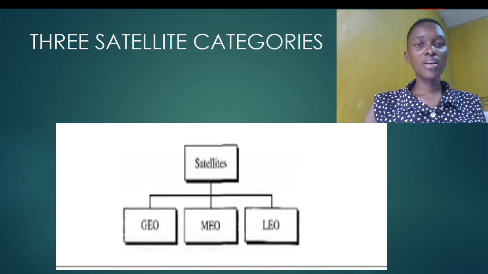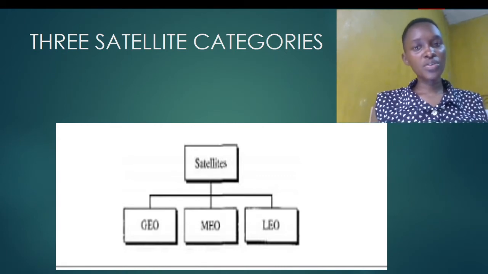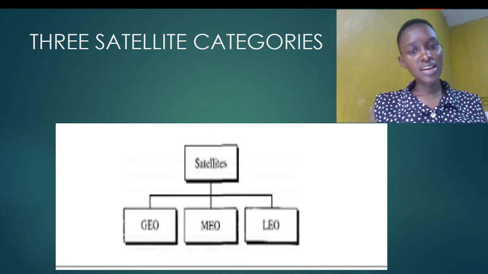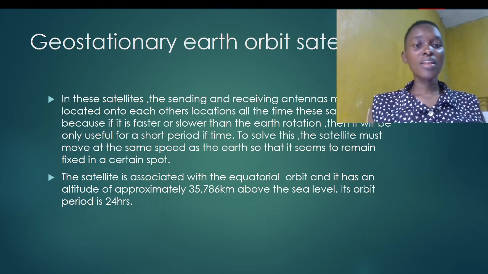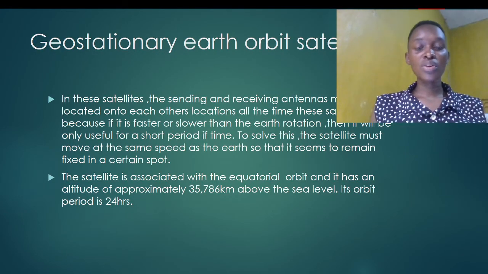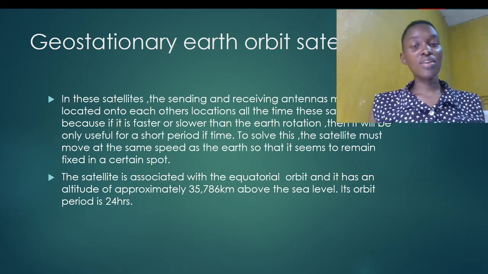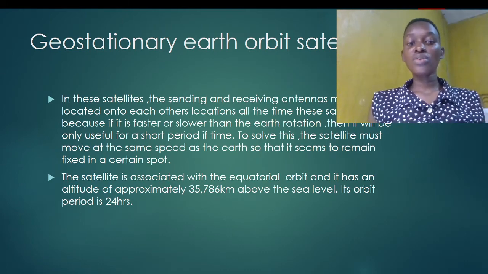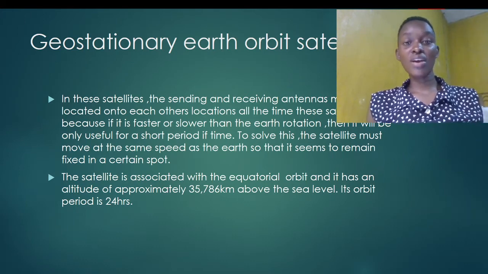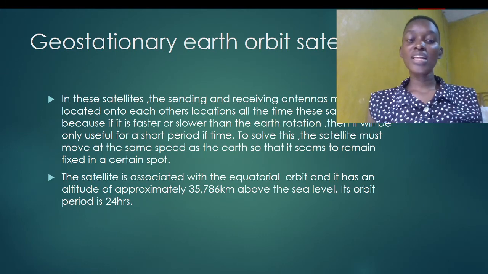On the categories of satellites, I'm going to talk about three categories: the geostationary Earth orbit satellites, the middle Earth orbit satellites, and the lower Earth orbit satellites. In geostationary Earth orbit satellites, the sending and receiving antennas must be aligned to each other's location all the time, because if a satellite is faster or slower than the Earth, then the satellite will be useful only for a short period of time.